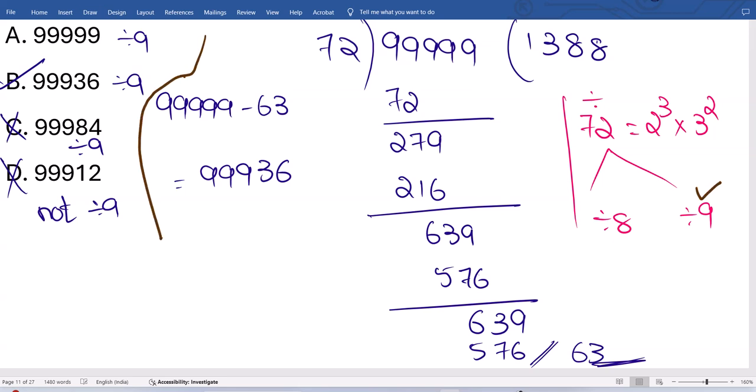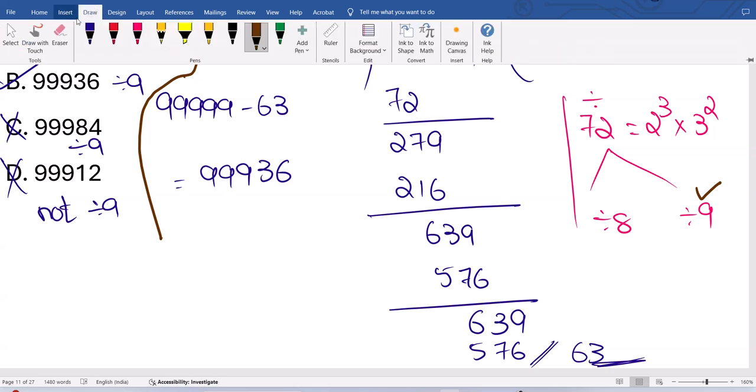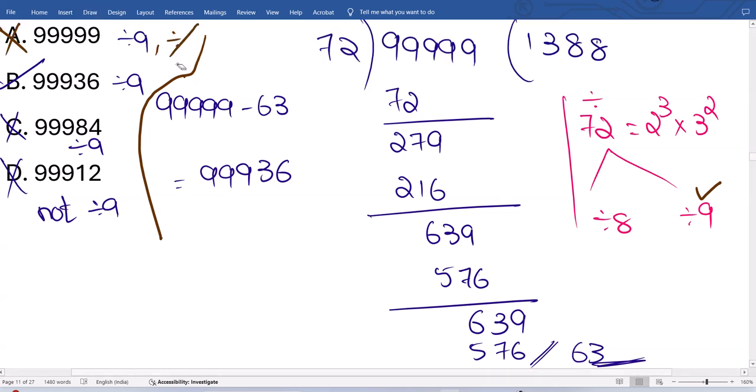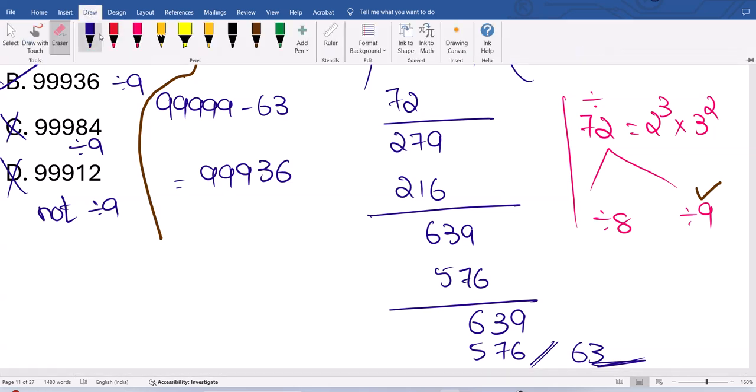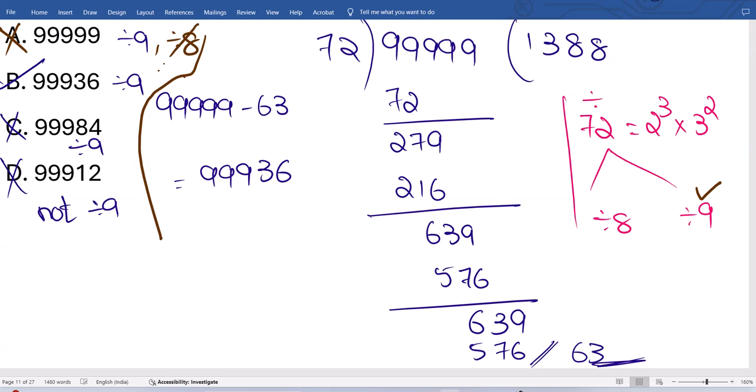Divided by 8. First thing, a number should be divided by 8 means it must be an even number. So option A eliminated, not an even number. Not an even number, so it's not divided by 8. In fact, divide by 2 itself is not possible. So only option B. This is the other way of solving.